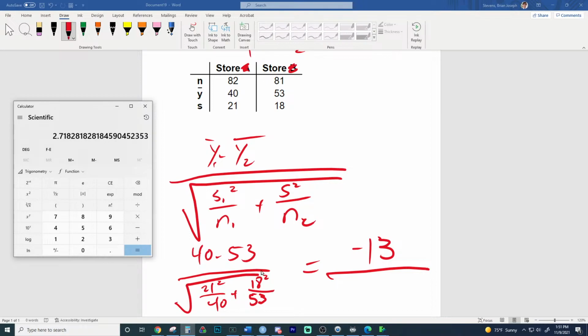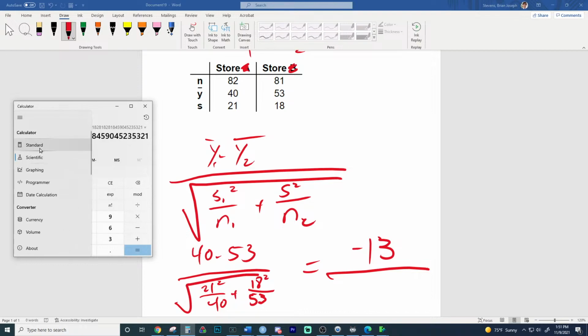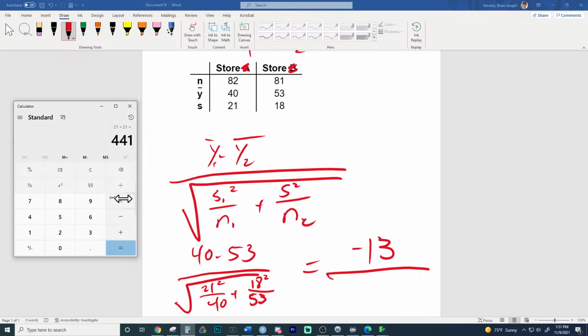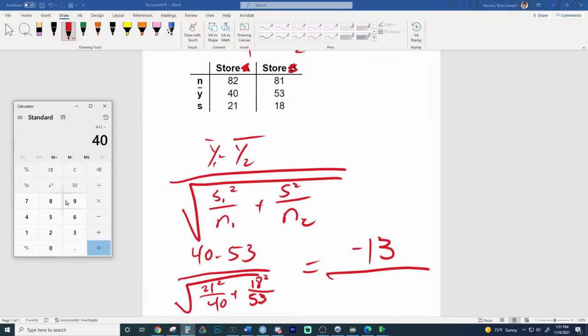The bottom, the standard error right here, we go 21 square it. Oops, we got a whole bunch of craziness going on. Let's go out of the scientific. 21 squared is 441 divided by 40. That's 11.025 right there. Why 40?